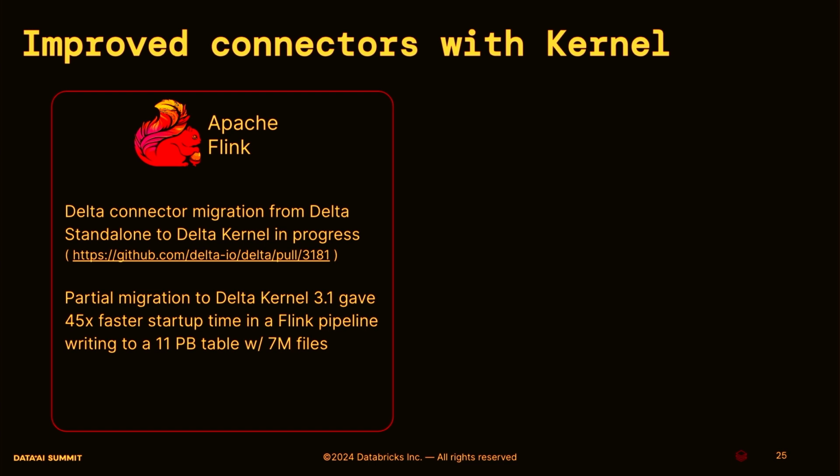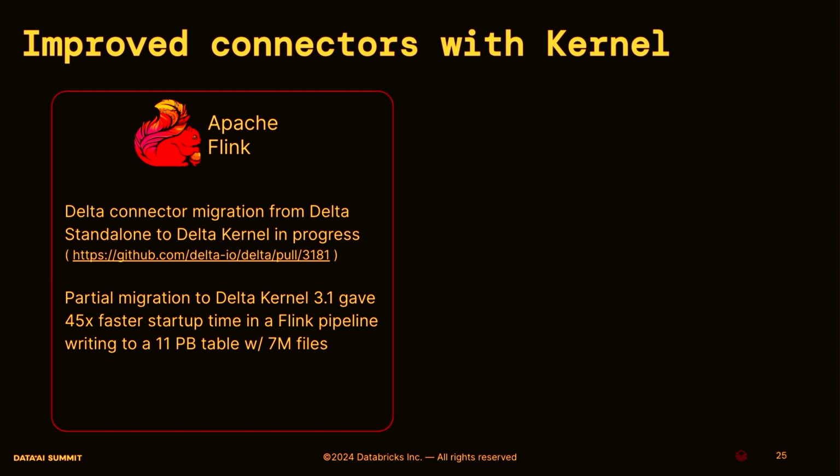So while migrating the entire Delta Flink sink to purely use kernel is in progress, the piece that we already did is initializing the Flink sink to quickly understand the schema of the Delta table. That itself was taking a huge amount of time when the table was very, very large. We were trying this on an 11 petabyte table with 7 million files. Not a joke.